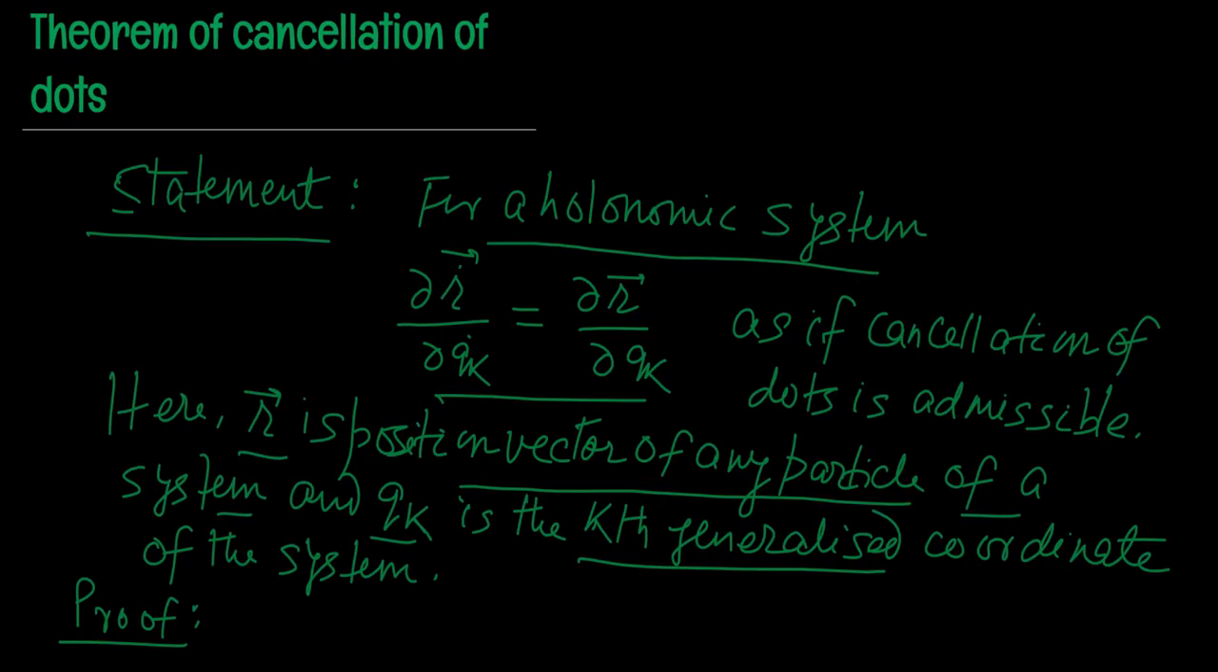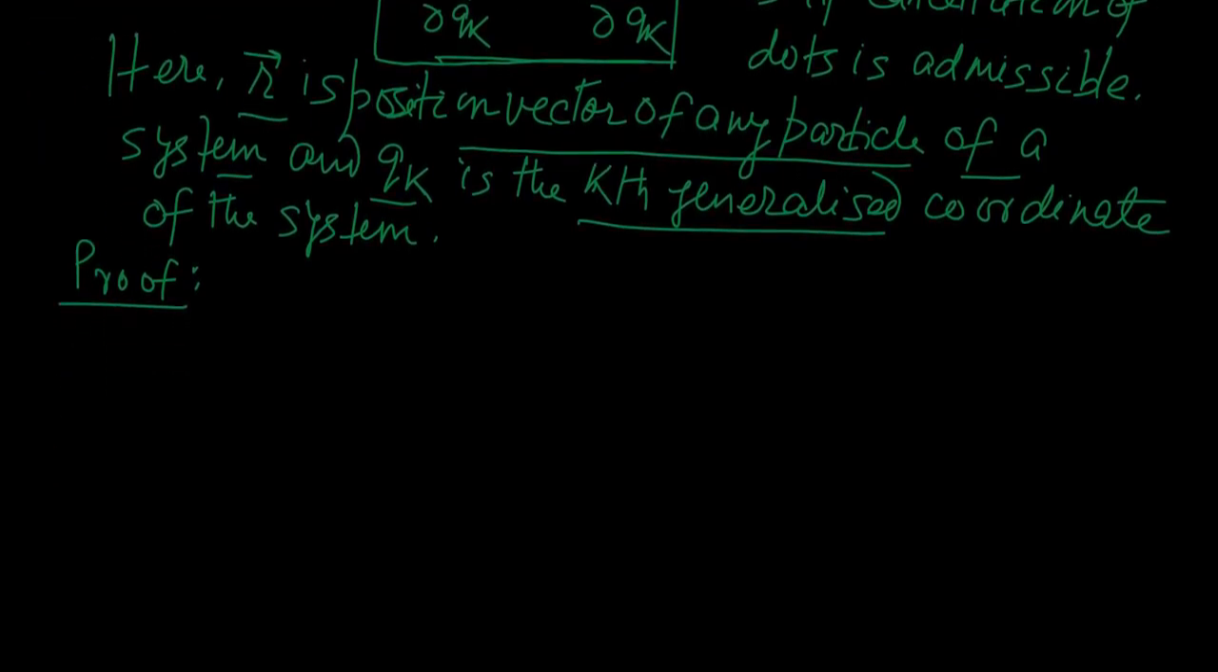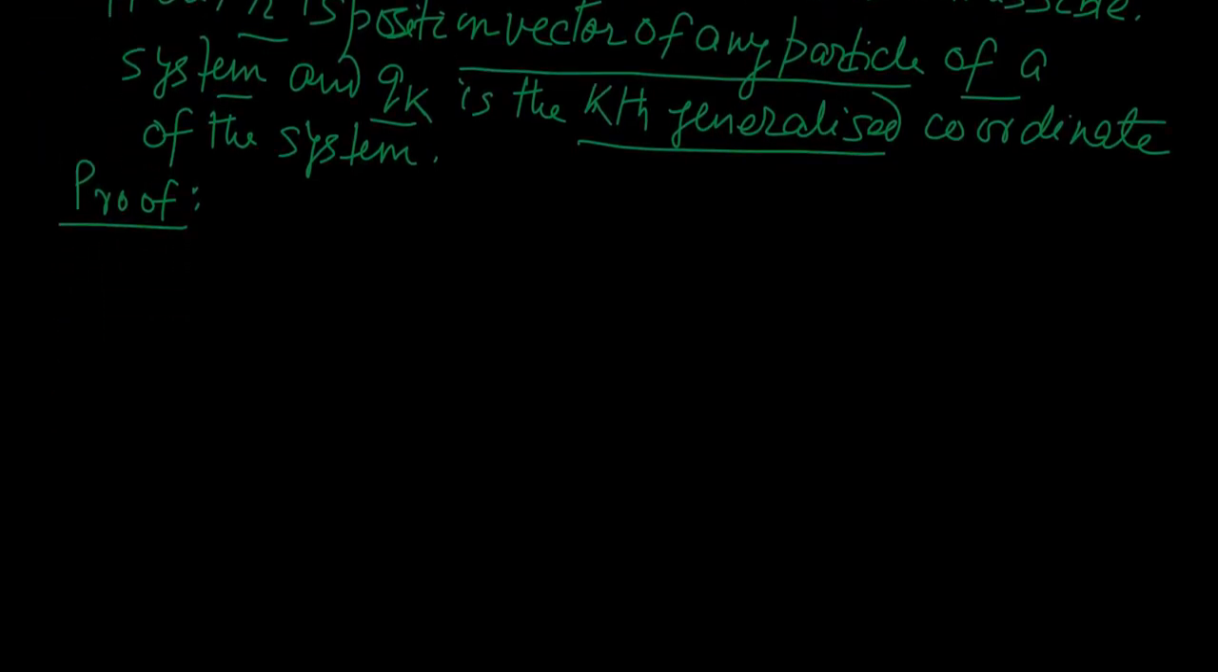The important thing is that we have to prove that ∂r-dot/∂qk-dot will be equal to ∂r/∂qk. For any holonomic system, this result holds, and this statement is known as the theorem of cancellation of dots. So this is the statement. Now we will prove this theorem. You will see that a very simple proof of this theorem holds, and I will now discuss it. So consider a holonomic system.